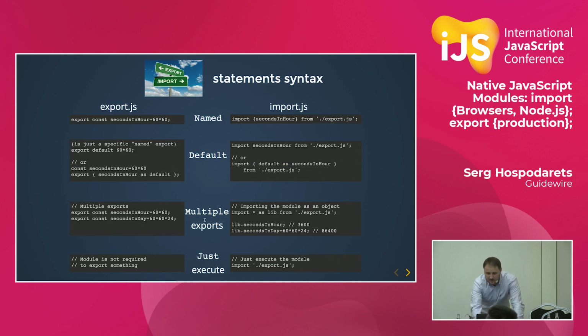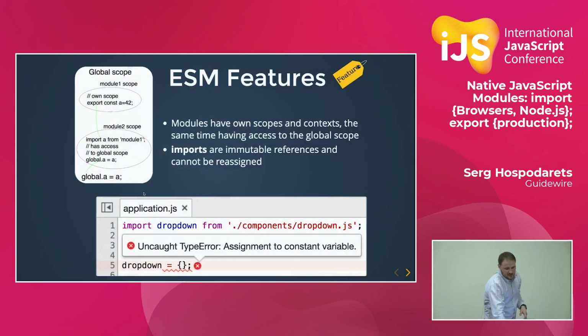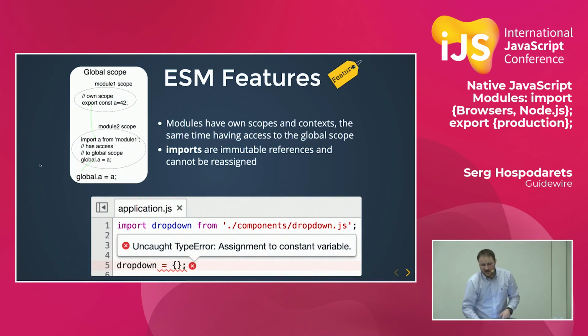And multiple exports, something I love the most. You can export one variable, a second variable, some applications, some objects, whatever, and then just work with them. You can also take all of them, import the module as an object, and then you have everything in this lib, whatever. And if you don't need to import anything, just execute, you do import and you are there, maybe for polyfills, maybe for something else, it just works. This is the syntax.